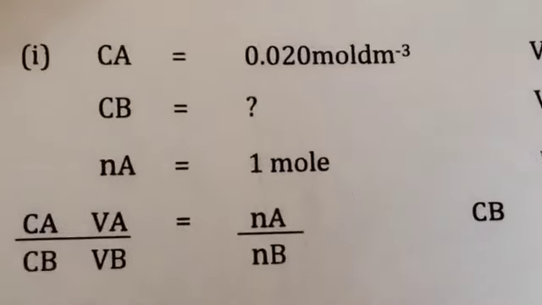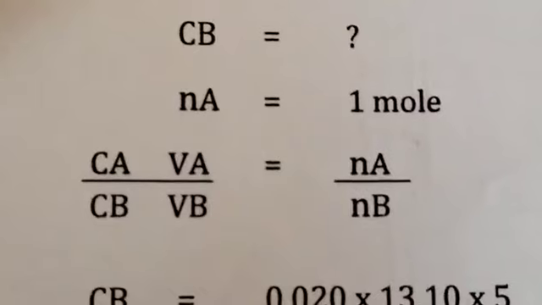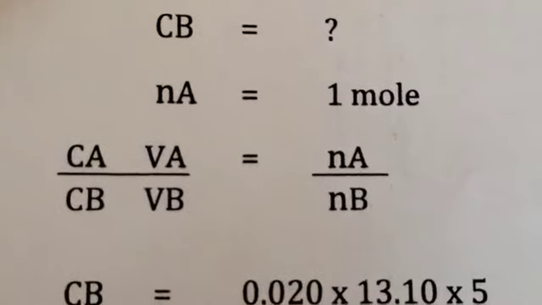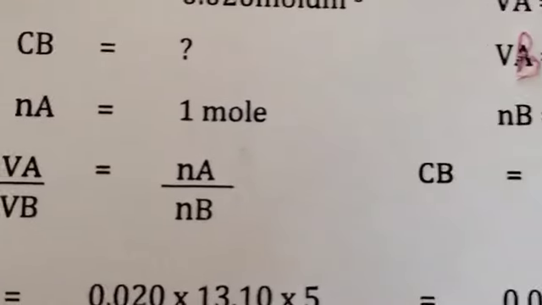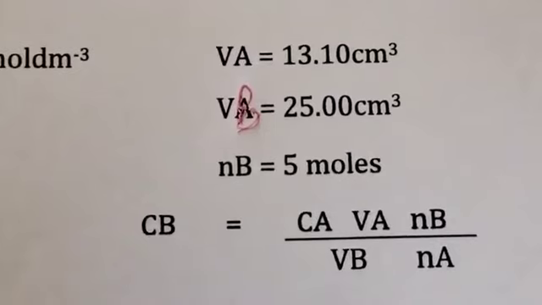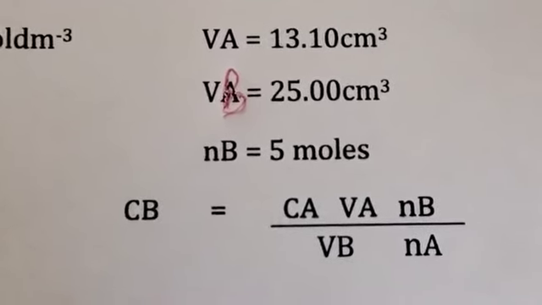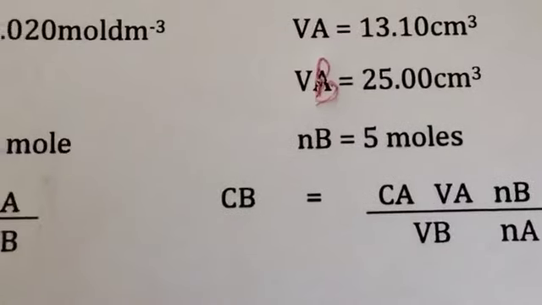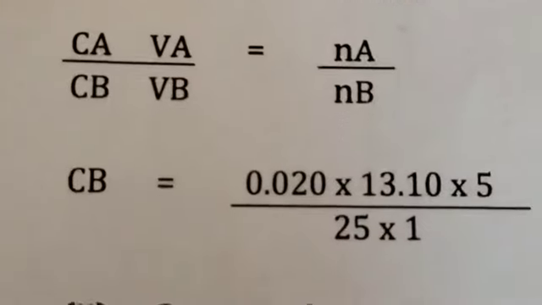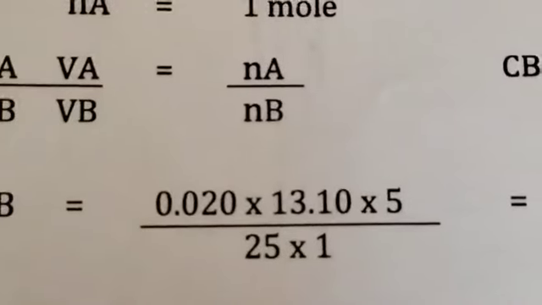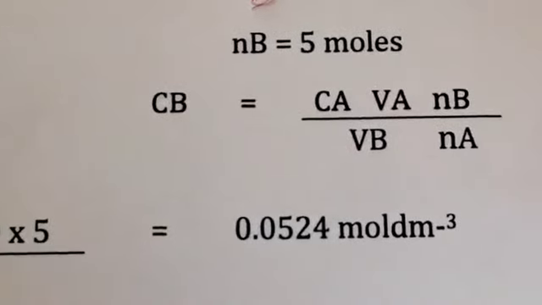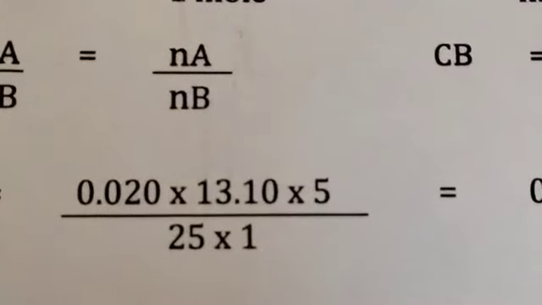We're looking for CB. We apply the overall titration formula, CAVA over CBVB equals NA over NB. We made CB the subject. CB becomes CAVA NB all over VB times NA. We now make substitution using the values given to you in the equation. CA is 0.02, VA is 13.10. We are using 13.10 as our endpoint.